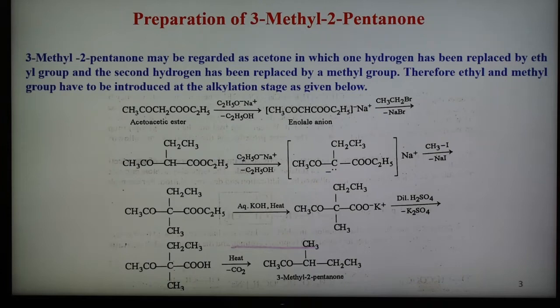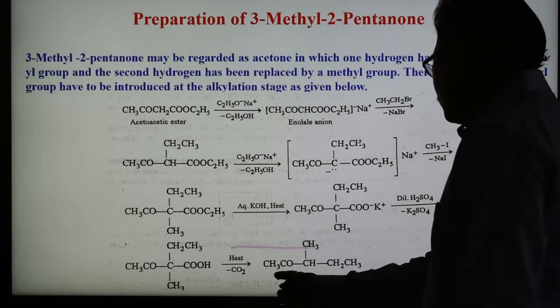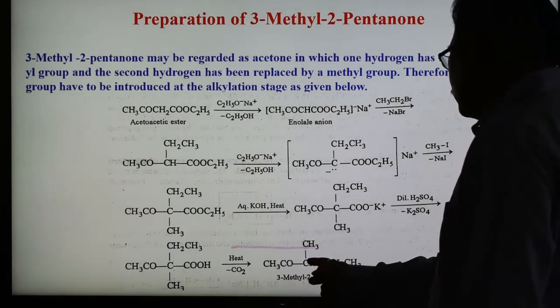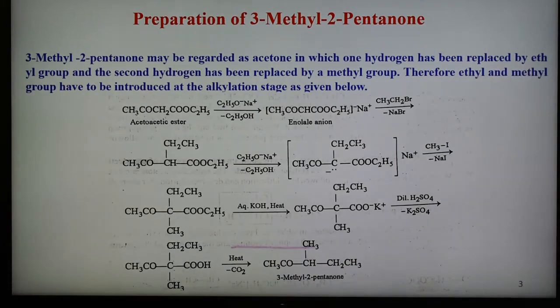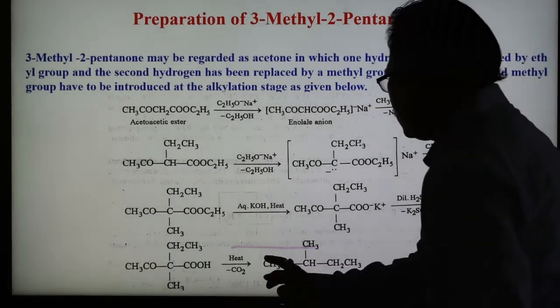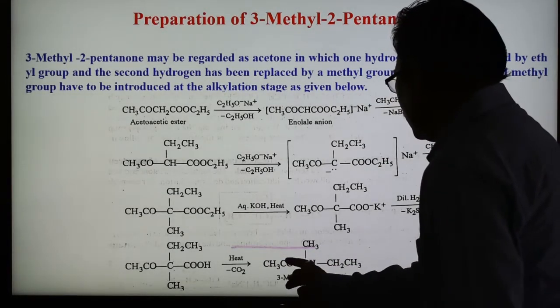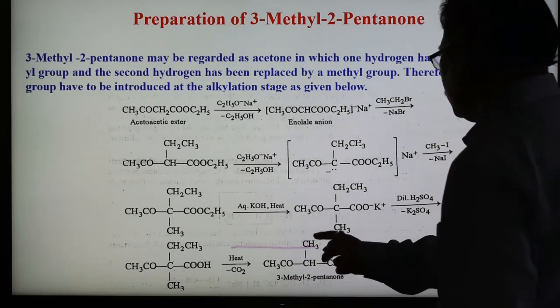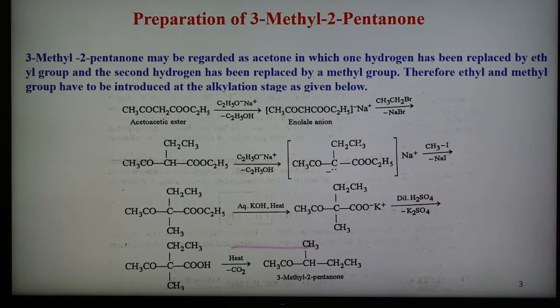So this is the compound. What is the name, 3-methyl pentanol? Numbering 1 2 3, so 3-methyl 2-pentanol. In this way we give the numbers 1 2 3. Carbon 2 has the CO group, and 5 carbons are there, 1 2 3 4 5. So it is 3-methyl 2-pentanol, and on carbon 2 the CO group is there, so it is pentanol.